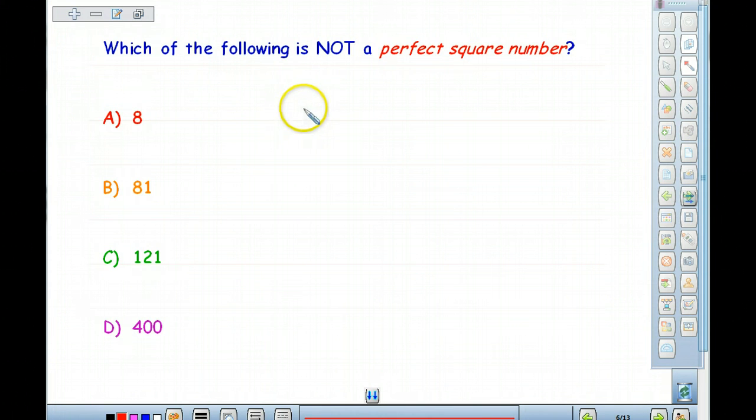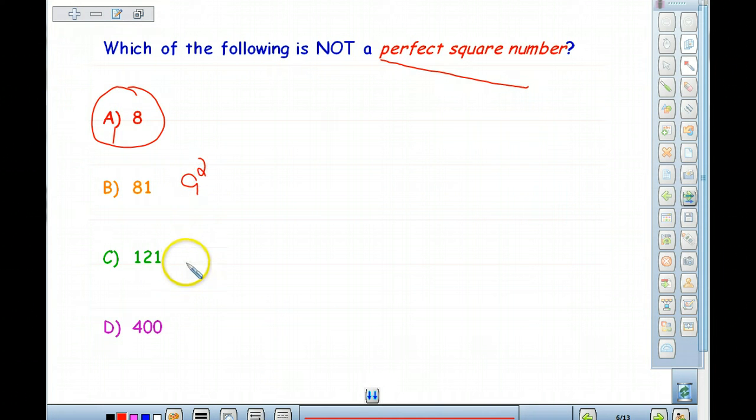Perfect square numbers, remember that's our whole list of perfect squares. You can find those on page 46 of your notes. There's a whole list of perfect squares. So if you look on page 46, which number is not on that list? 8 is not going to be on that list, because 81 is a perfect square, since that's 9 squared. 121 is 11 squared, and 400 is going to be 20 squared.